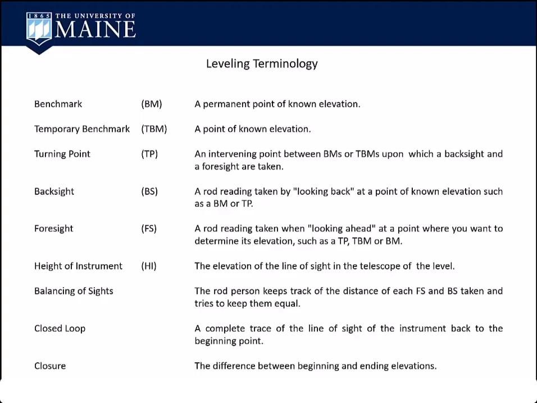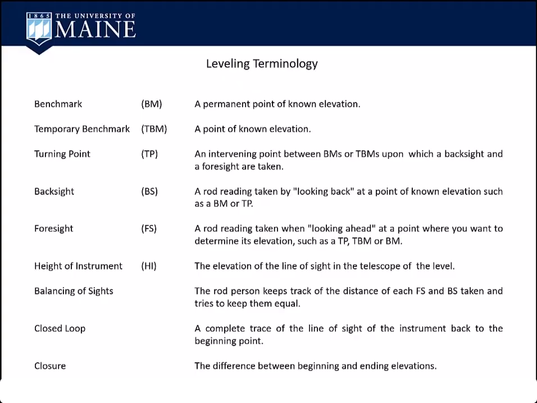Height of instrument, it's the elevation of the line of sight of the telescope. That's the horizontal plane of the center cross here in the reticle. Balancing of sights is something that we do to reduce and eliminate some errors that are inherent in this process. If you don't balance your sights, then you have to do some error analysis and then correct for these errors.